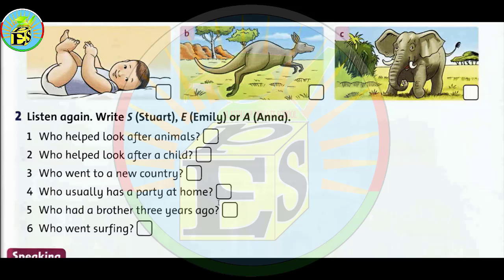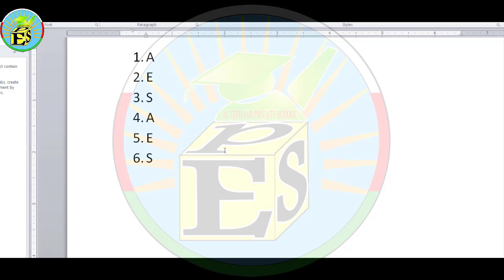So right now we will go and check the answers of task number 2. Please check your answers. The first one is A, because of Anna, then E, Emily, then S, Stewart, then A, Anna, E, Emily, and S, Stewart.